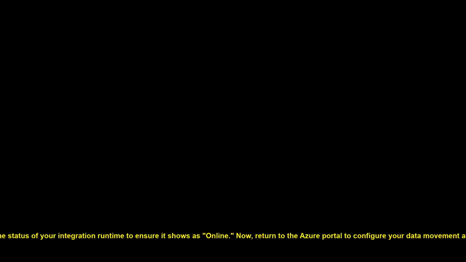Now, return to the Azure portal to configure your data. Navigate back to your Data Factory and access the Author tab. Create a new pipeline as needed for your data movement tasks. Remember to link your dataset and configure the copy activity to use the new integration runtime. Finally, run the pipeline to verify that data movement is functioning as expected.